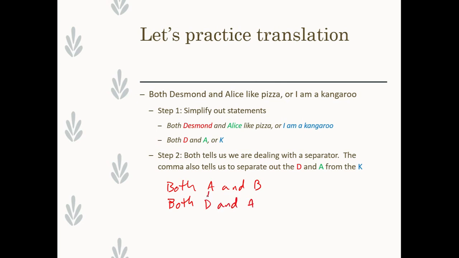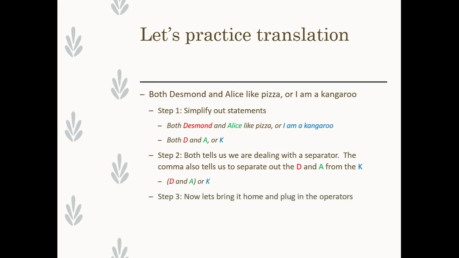So the letter A in this case is really the letter D. The letter B from the previous slide now is going to be that letter A. And so that tells us to go parenthesis D dot A, close parenthesis. Okay, so D and A parenthesis, or K. Now we're going to bring it home and plug in the operators. For that D and A, that's a dot, and the or K is a wedge. D dot A wedge K.